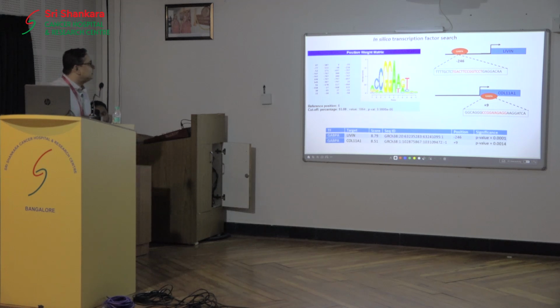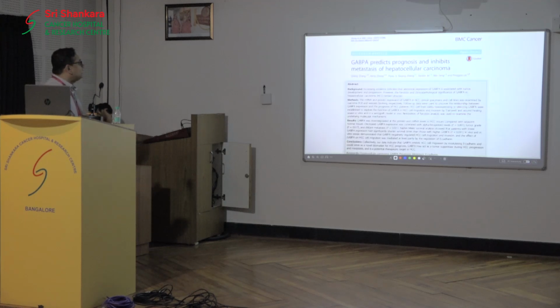So we did an in silico transcription factor search, and we found that one protein, GBPA, is a transcription regulator binding on both sides in the promoter region, and we found the position. It predicts a good prognostic factor. When the GBPA level is low, the tumor has a poorer prognosis. When the GBPA level is high, it has a good prognosis.